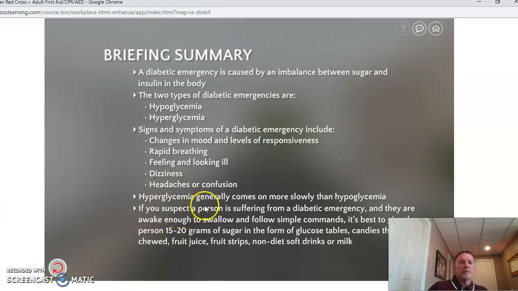If you suspect a person is suffering from a diabetic emergency, of course, if you know the person's situation, you feel much more comfortable. If the person is alert, you can talk to them. Remember, we always use check, call, care.